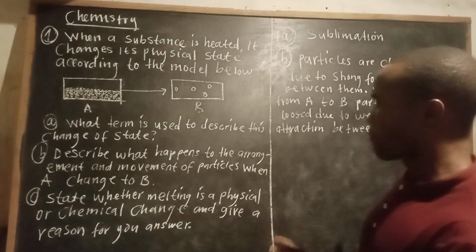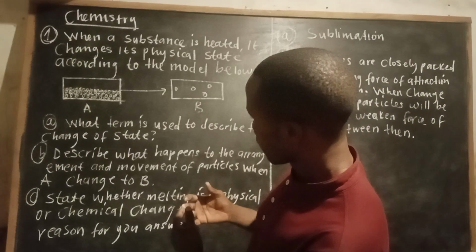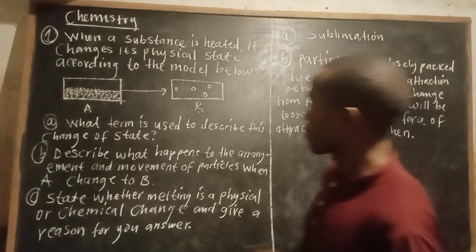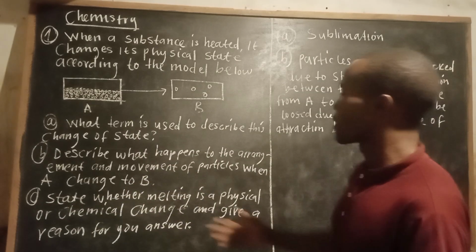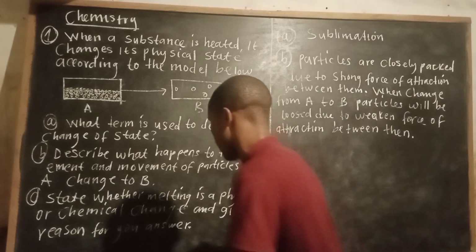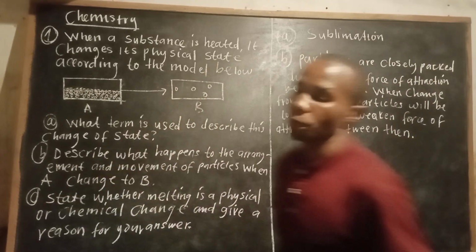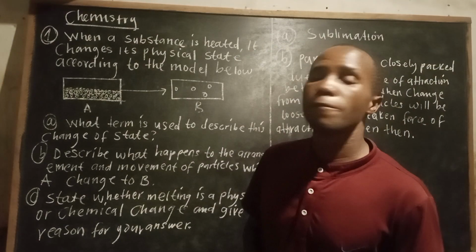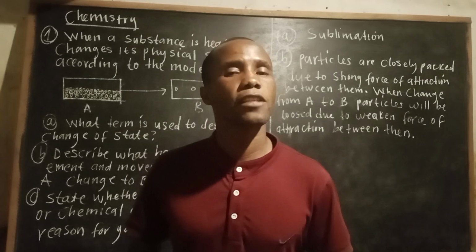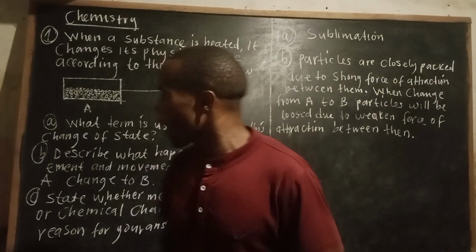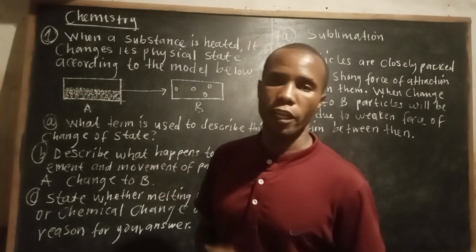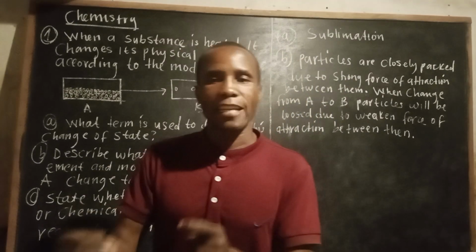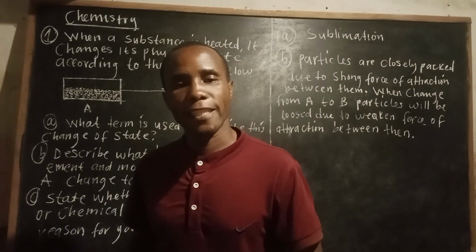Then we go to the last part of today's lesson, which is C. State whether melting is a physical or chemical change and give a reason for your answer. Melting is a physical change, it is not a chemical change. The reason why melting is a physical change is because melting does not produce a new substance.